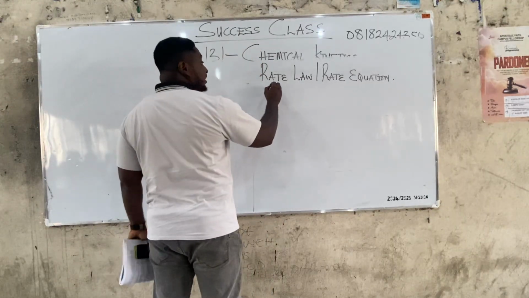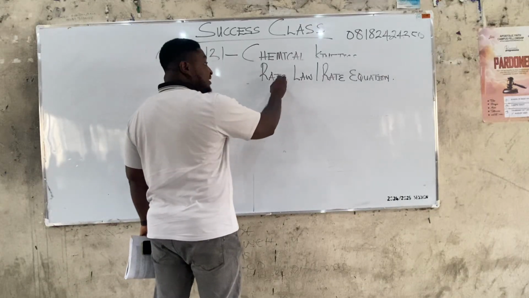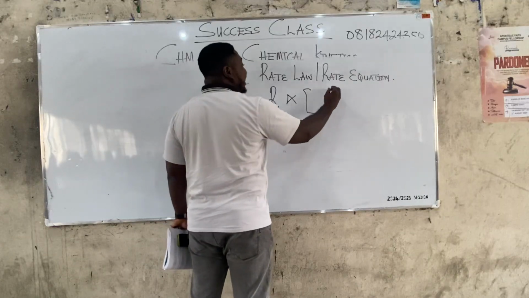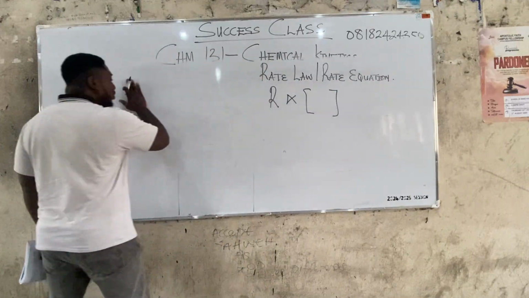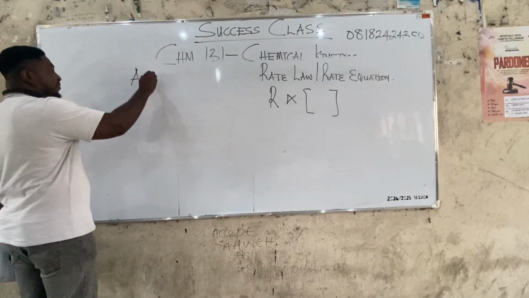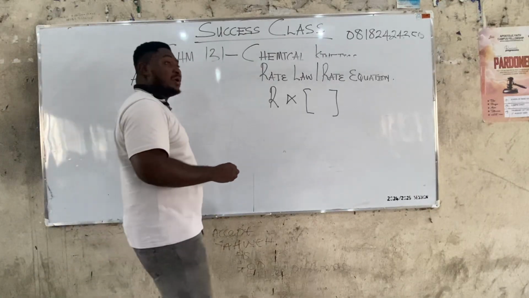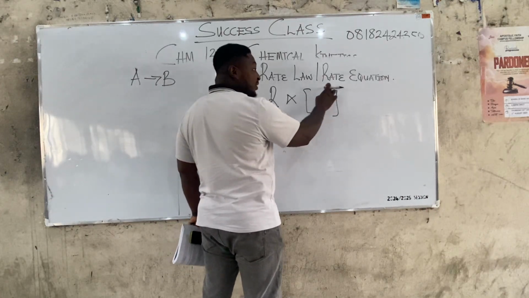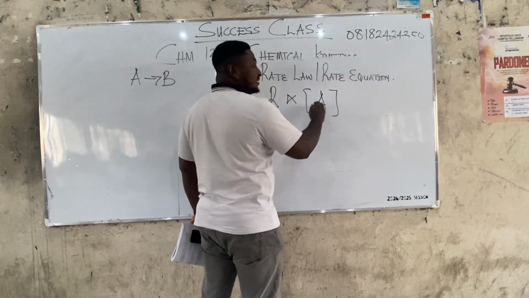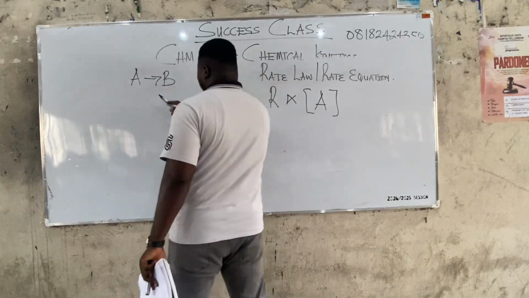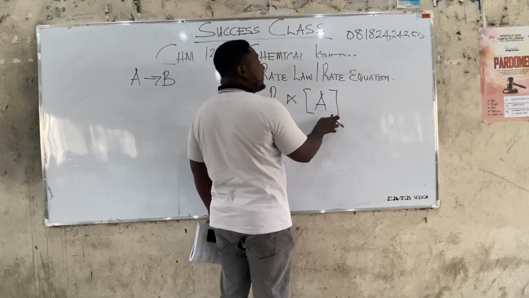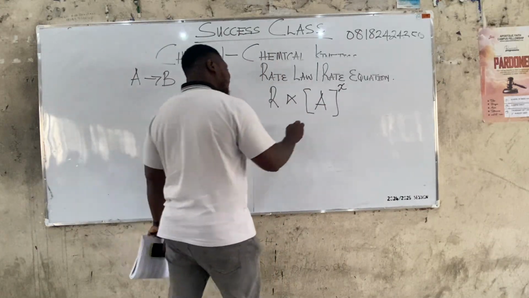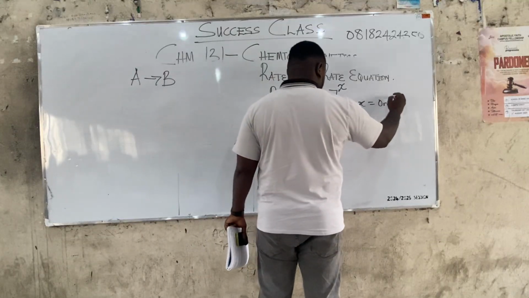So mathematically, the rate law says that the rate of chemical reaction R is directly proportional to the concentration. The bracket stands for concentration. Note that I did not mention product, only reactant species. If you have a reaction A to give B, the rate of the chemical reaction R is proportional to the concentration of the reactant A, B is not mentioned, raised to the power of an exponent. Let the exponent be x, and this x represents the order of the reaction.